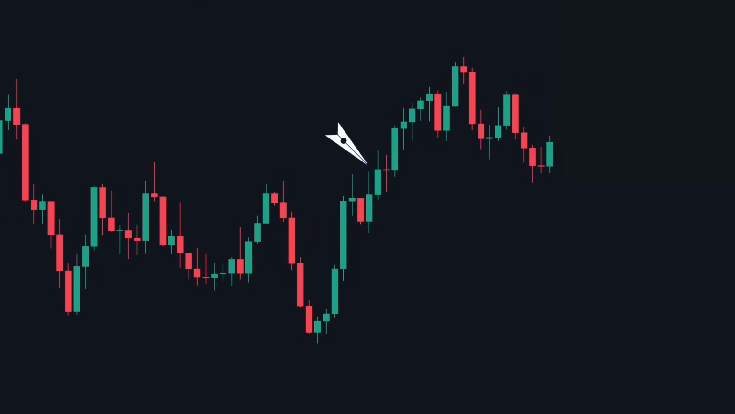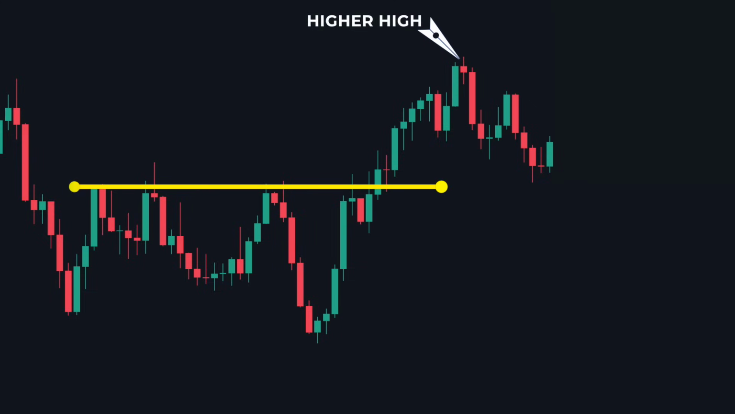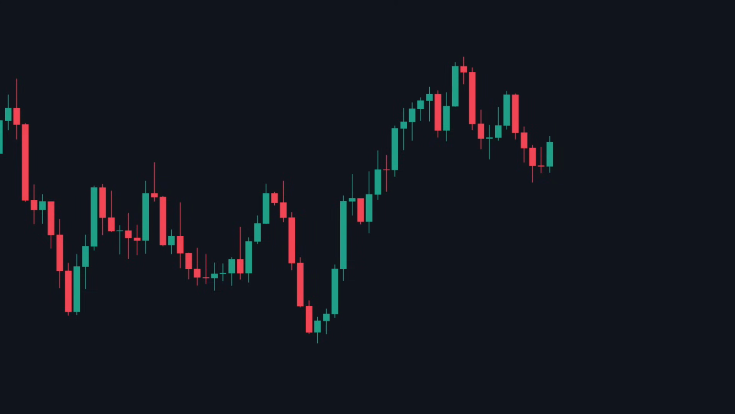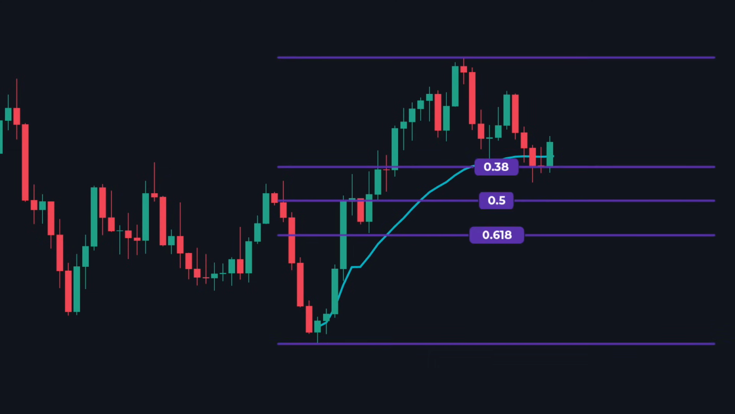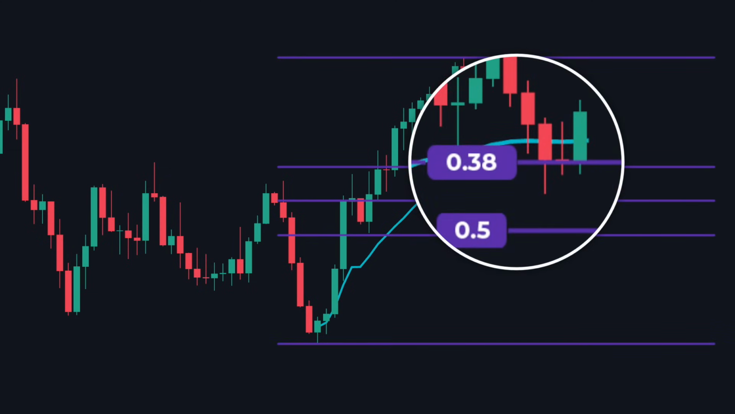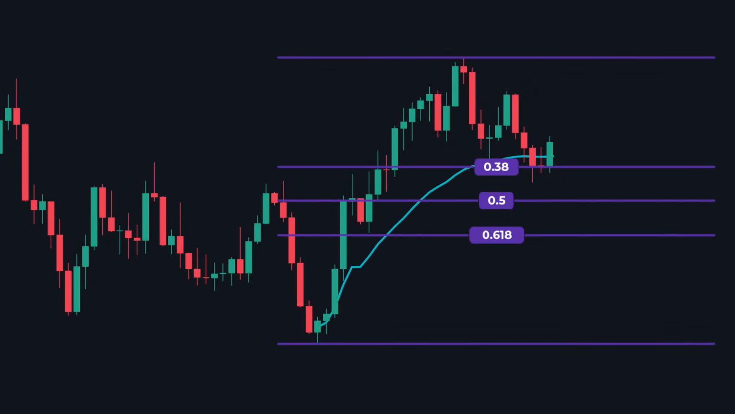At this point, the price broke above the previous swing highs to make a higher high. So we spot an uptrend and plot the Anchored VWAP from the starting point of the up move. Then, the price makes a pullback and approaches the VWAP. So we draw a Fibonacci retracement. We notice that the VWAP falls in confluence with the 0.38% level.